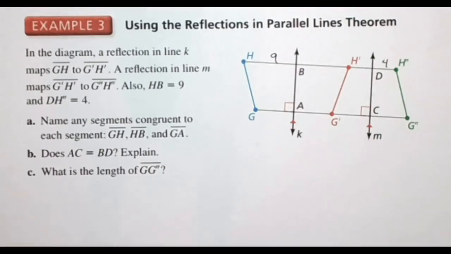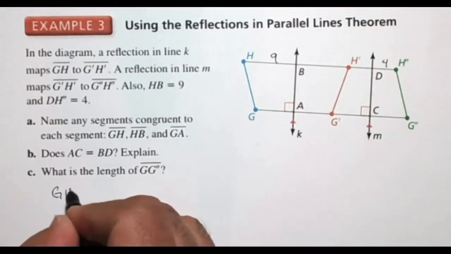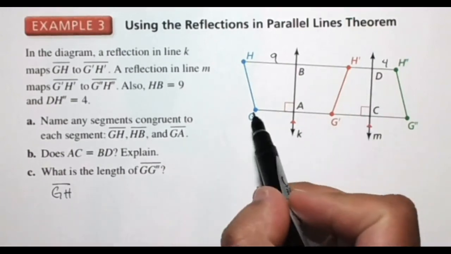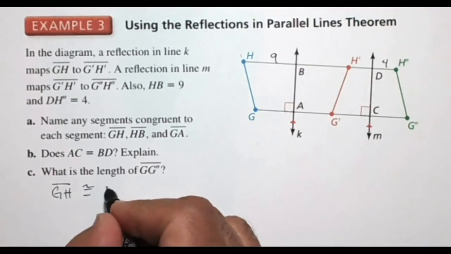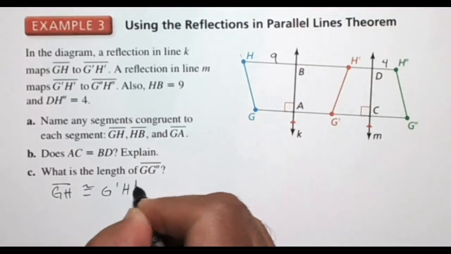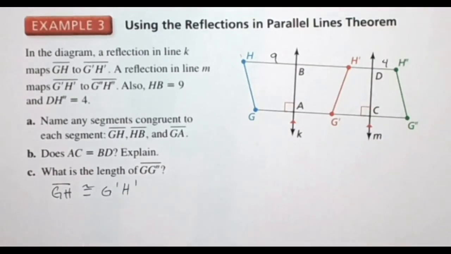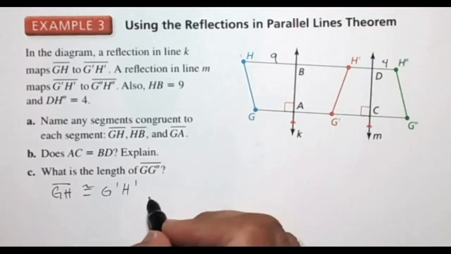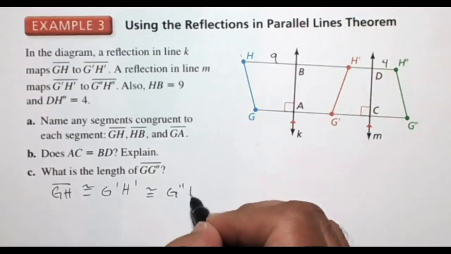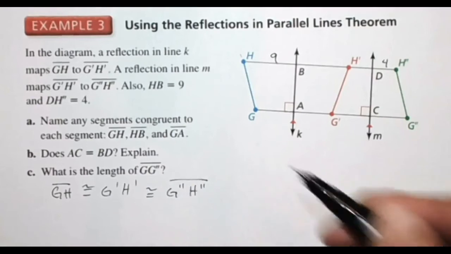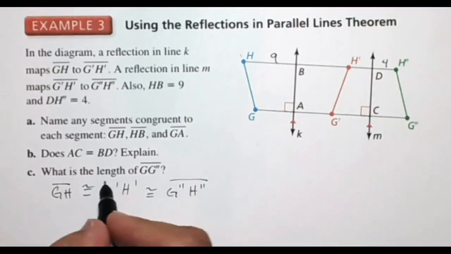Okay, well, segment GH goes from here to here, so that's going to be congruent to G prime H prime. Remember, because these are rigid motions, we don't change the size or shape. And then we also know that this is congruent to G double prime H double prime. So those three segments are congruent.